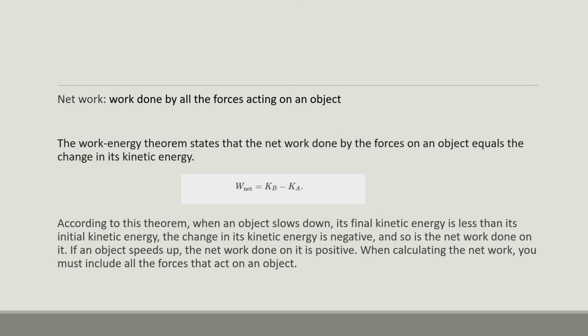Net work. Work done by all the forces acting on an object. The work-energy theorem states that the net work done by the forces on an object equals the change in its kinetic energy. According to this theorem, when an object slows down, its final kinetic energy is less than its initial kinetic energy. The change in its kinetic energy is negative, and so is the net work done on it.